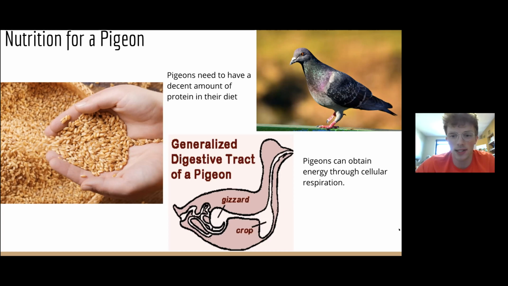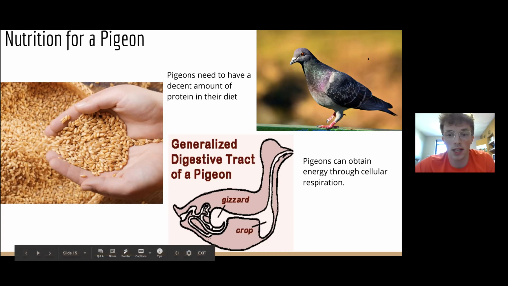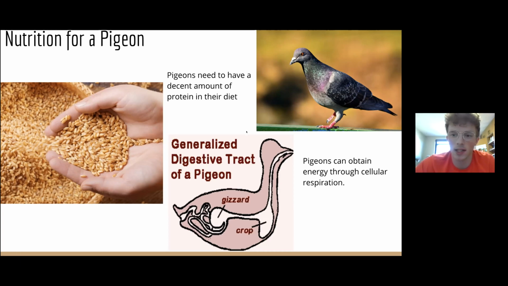Pigeons need to have a decent amount of protein in their diet when it comes to mating or molting, which they gain from the grain they eat. The main thing about pigeons is that they do not have a crazy nutrient system. It's actually a pretty generic system when it comes to eating food.